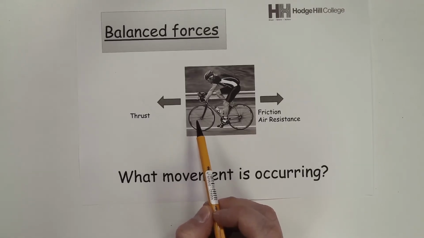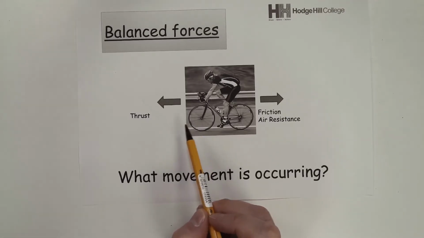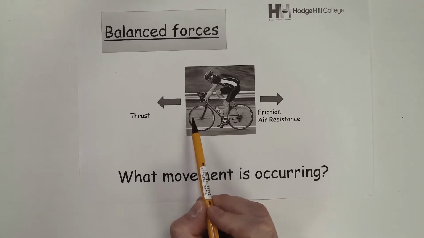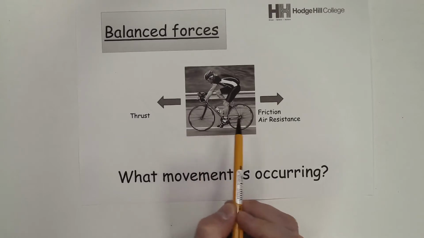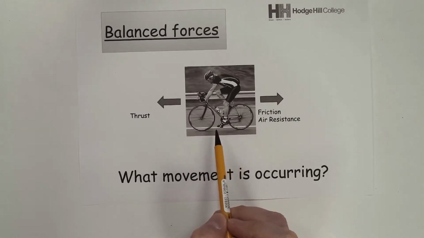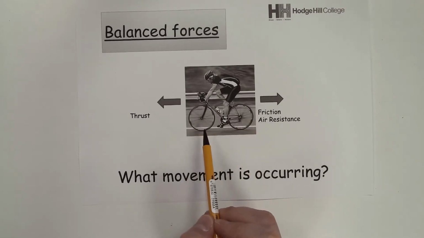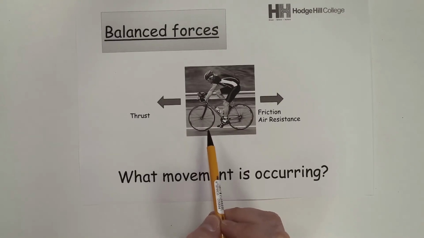the force is acting. Now, when two forces acting on an object are equal in size, but they act in opposite directions, like we have here, we say that they are balanced forces. So we have thrust, we have friction and air resistance. You can see by the size of the arrows that they are the same in terms of size, but they're acting in different directions, and therefore we would say that they are balanced.